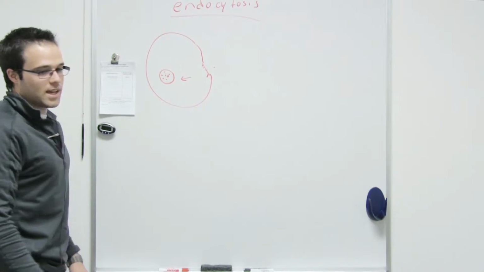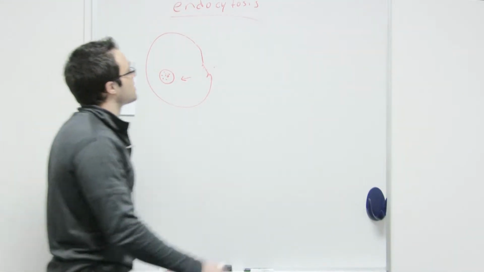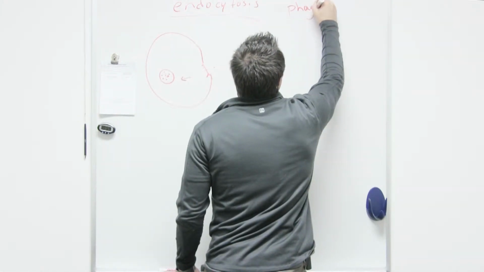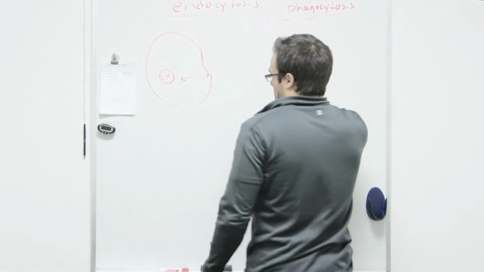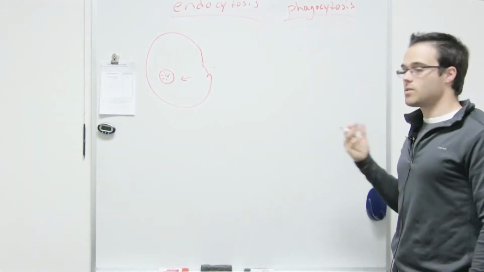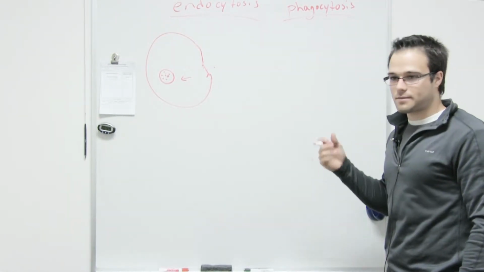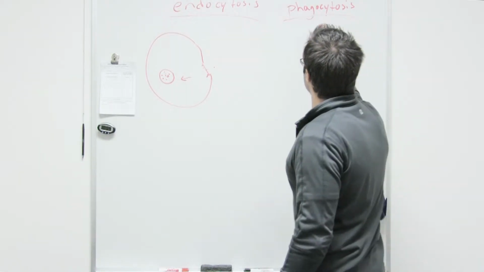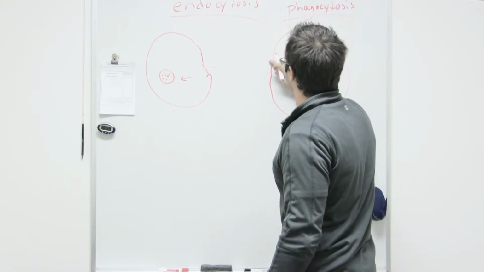And how that differs from phagocytosis, which is cell eating. Think about our immune system, phagocytes, which eat bacteria. It's kind of the same thing, but they eat it, so they just get rid of it instead of absorbing it.